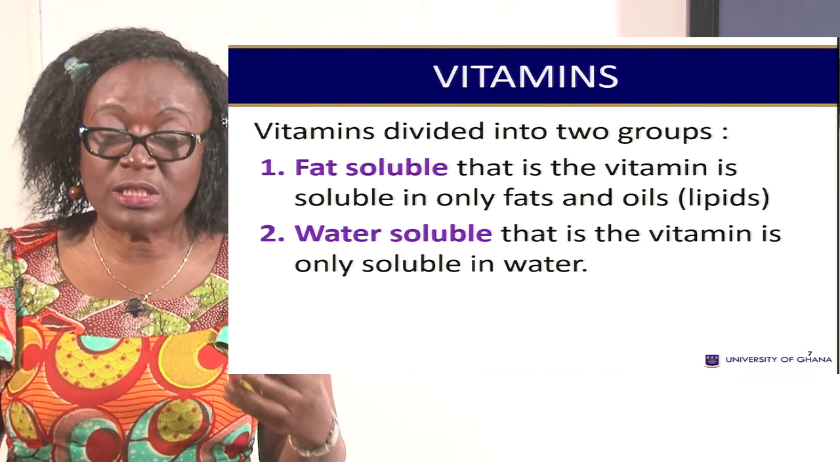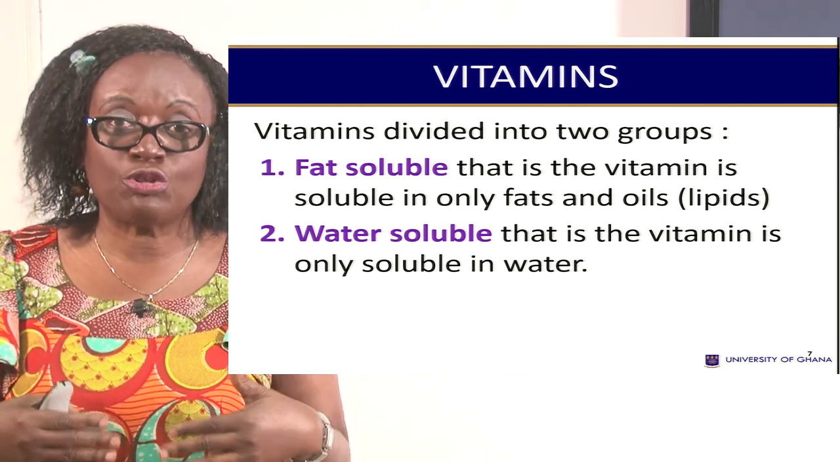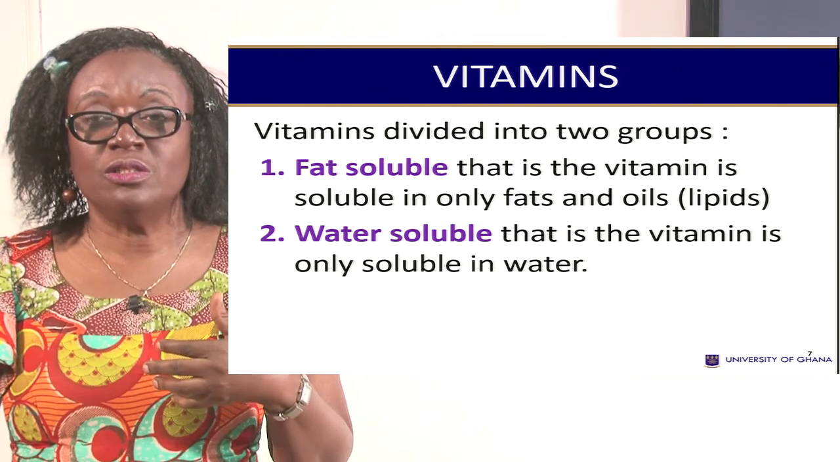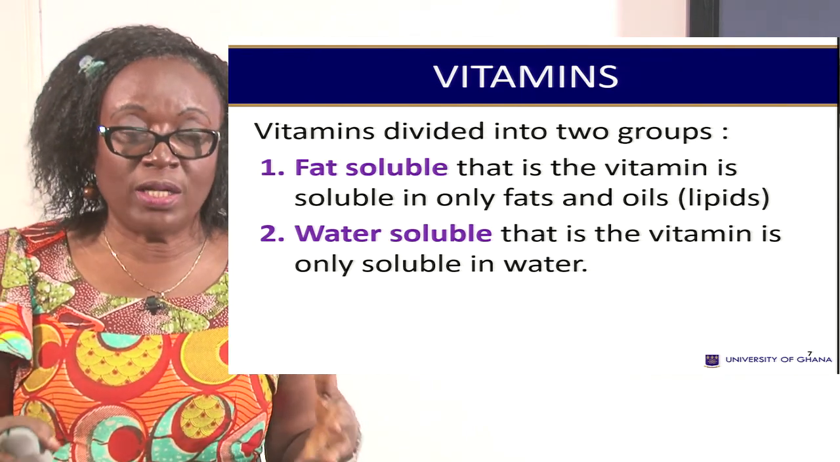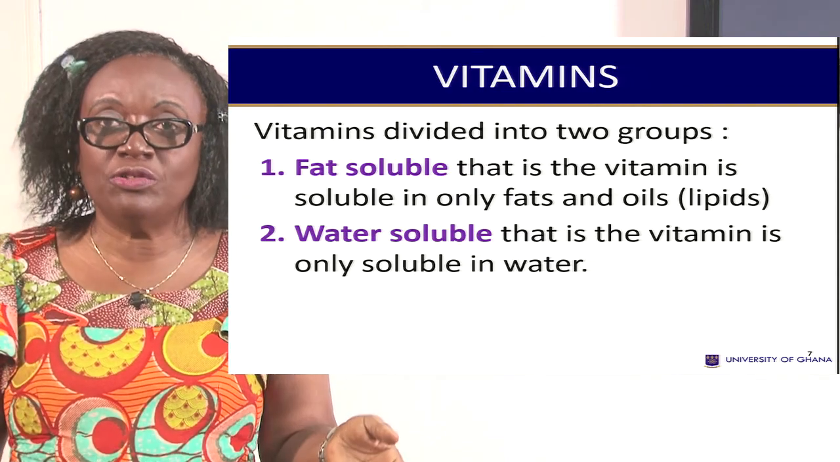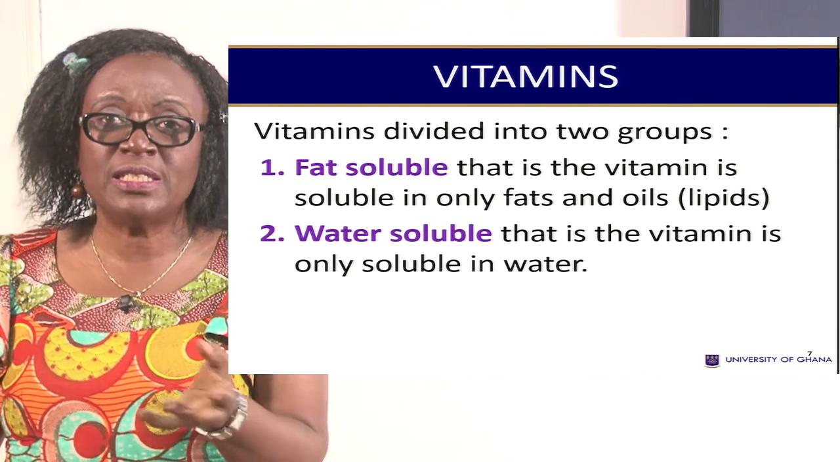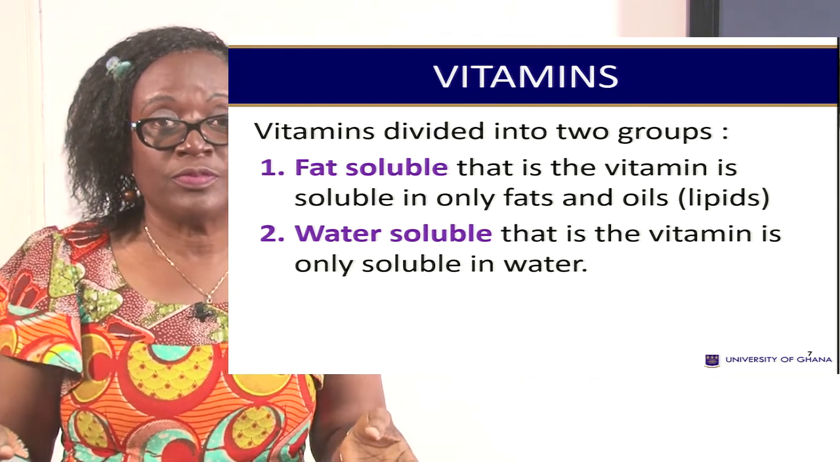And because they are also water-soluble, they cannot be stored in the body. When we eat in excess, we urinate them. Like you sit down one day, then you eat about 10 oranges. You are getting vitamin C, but vitamin C is water soluble, so you urinate everything, worth zero.